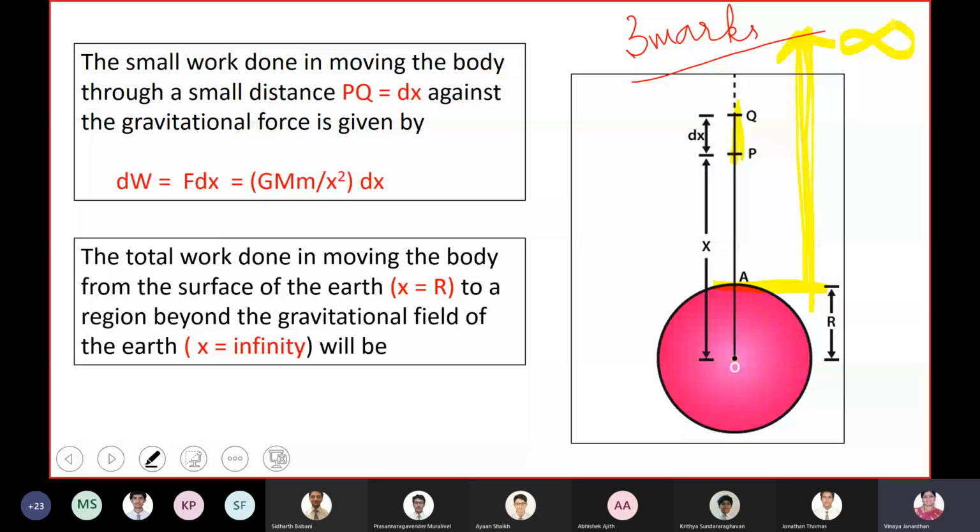So the total work done in moving the body from the surface of the earth, that is at a distance of r, to infinity.